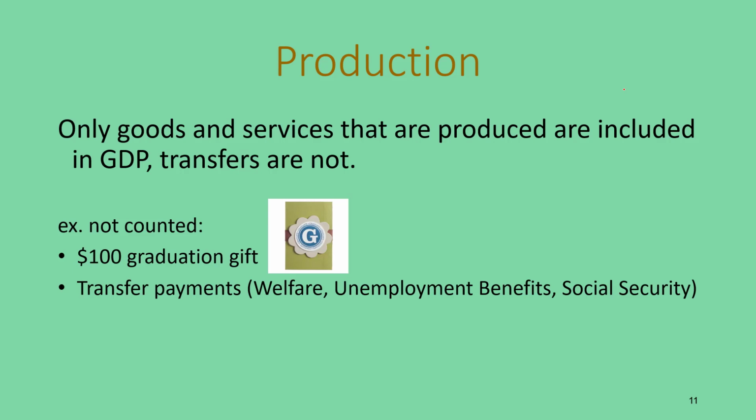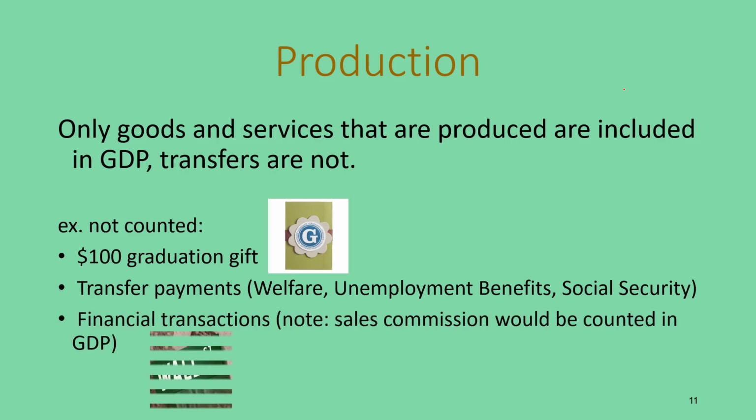Right, so again, some of you might have recently gotten a stimulus check in response to the COVID-19 outbreak. Right, that stimulus check, again, nothing's being produced there, so that is not being included in GDP. So again, if we are paying somebody to perform a good or service, right, then that is included, but welfare, unemployment benefits, Social Security, any kind of transfers are not. Right. And then finally, any financial transactions are not included in GDP.